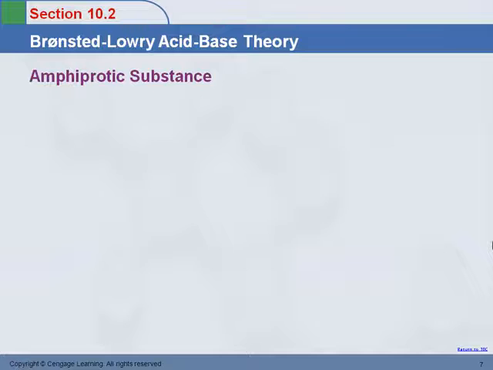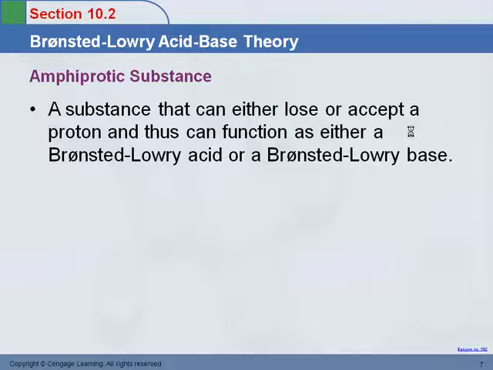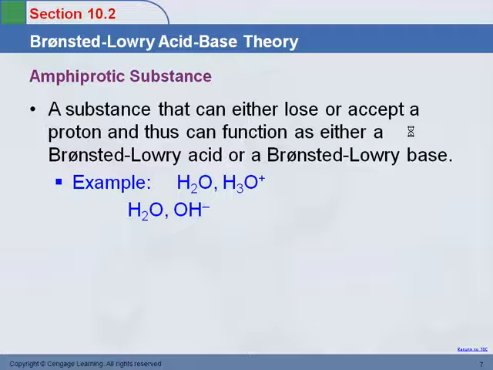We have substances that are amphiprotic. What this means is that it's a substance that can either lose or accept a proton, and therefore can function as either a Bronsted-Lowry acid or a Bronsted-Lowry base. For example, H2O. H2O can either gain a proton and become H3O+, or it can lose a proton and become OH-. So water, a very classic amphiprotic substance, can be either an acid or a base, depending on what it's reacting with.